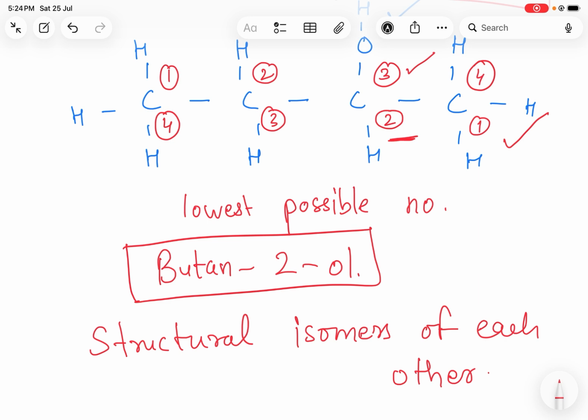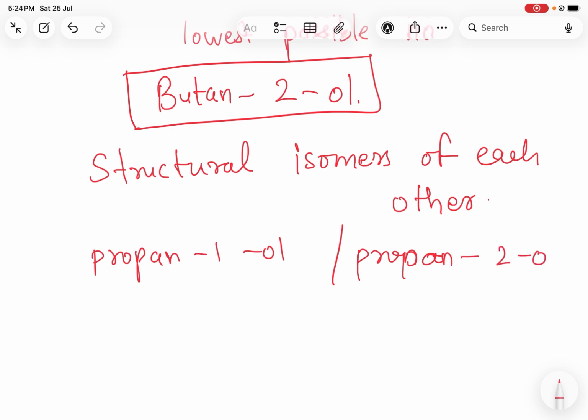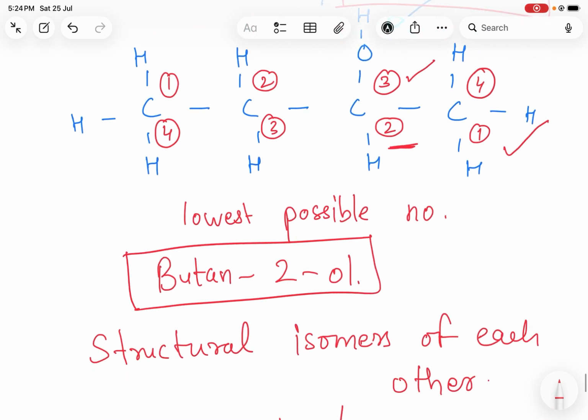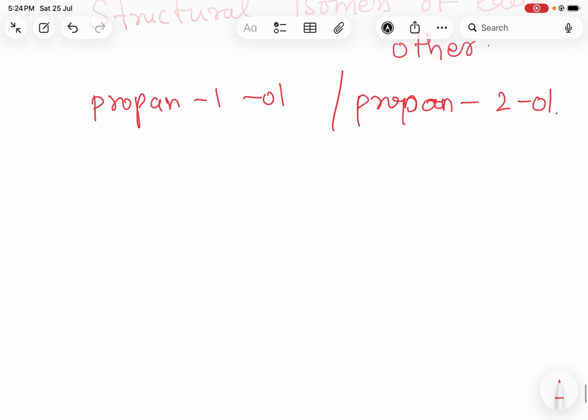This is possible from propanol, from 3 carbon atoms. So structural isomers of alcohols are possible from 3 carbon compounds. So we can have propan-1-ol and propan-2-ol. Even these are structural isomers of each other. Now, how to write this in a structural formula? Let us write that.